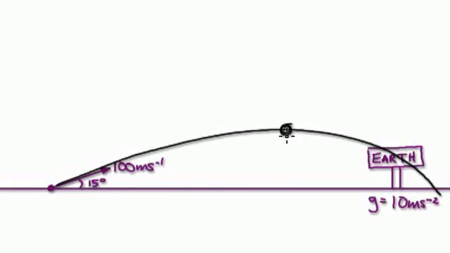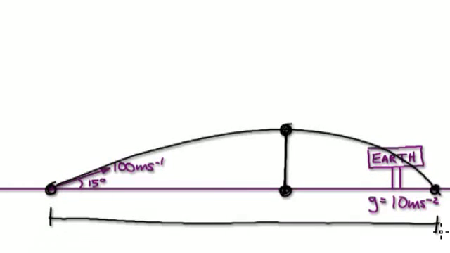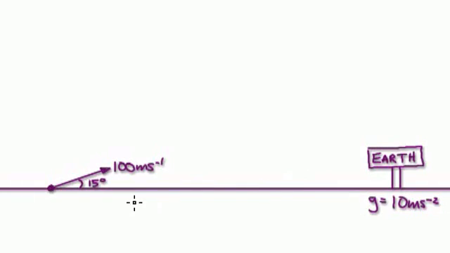Calculate the maximum height here. Okay, calculate this maximum height, and also calculate the range. The range is a distance given by this. Okay, so two questions. Calculate the maximum height and also calculate the range. Okay, this is all that you're given. So press pause and have a go.